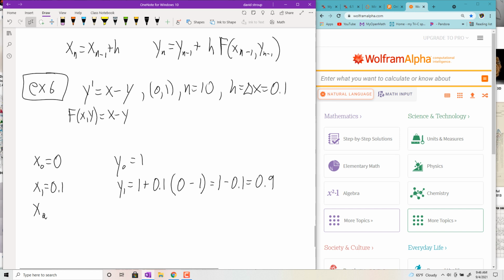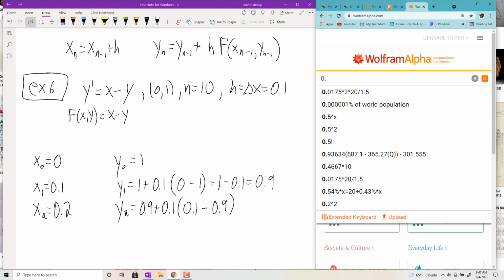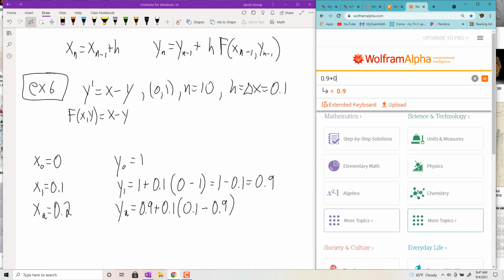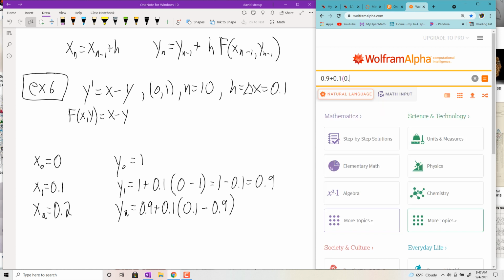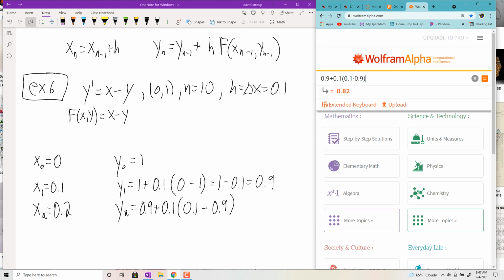Then x sub 2, you just add 0.1. So y sub 2 is the previous y, 0.9, plus h, 0.1, times the previous x, 0.1, minus the previous y, 0.9. I'm going to start using my calculator, not because I can't do it, it's just because I've learned not to trust myself. That gives 0.82.